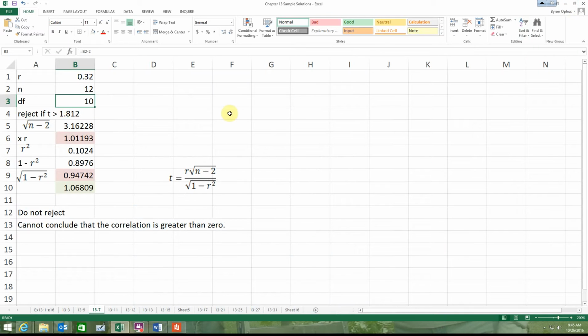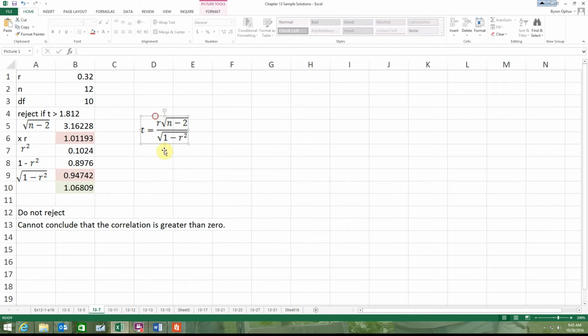1.812. And so I'm going to reject the null if the calculated t-value is greater than the critical t-value of 1.812. And here's my formula. My t is simply equal to my r, or my correlation value, times the square root of n minus 2 divided by 1 minus r squared.